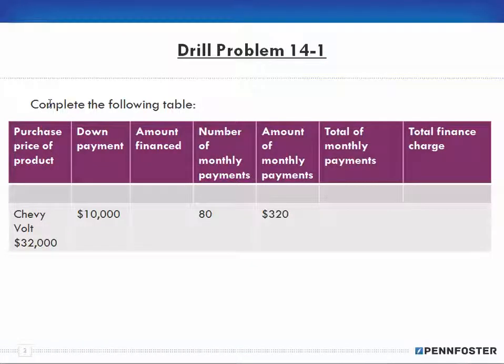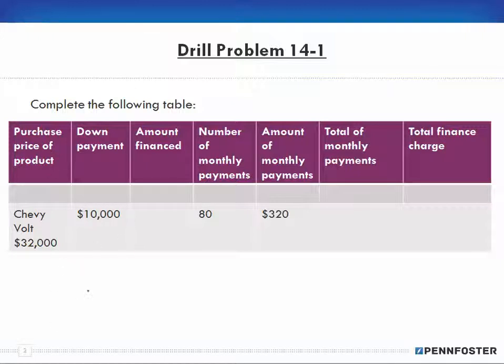Okay, so drill problem 14-1. It says complete the following table. Now, if you remember, I had said in the theory videos that some of this is based upon the previous chapters when we're talking about ratios and percentages. Okay, you'll see what I mean in just a second here.